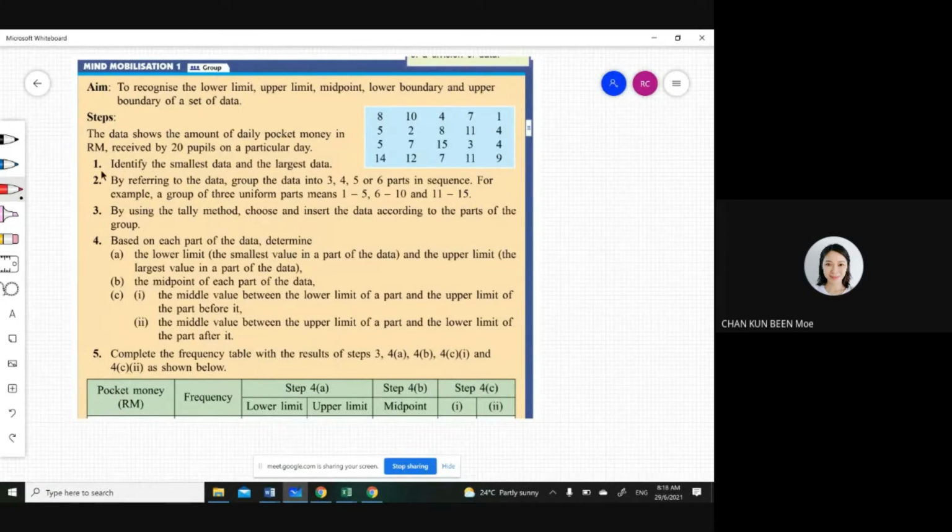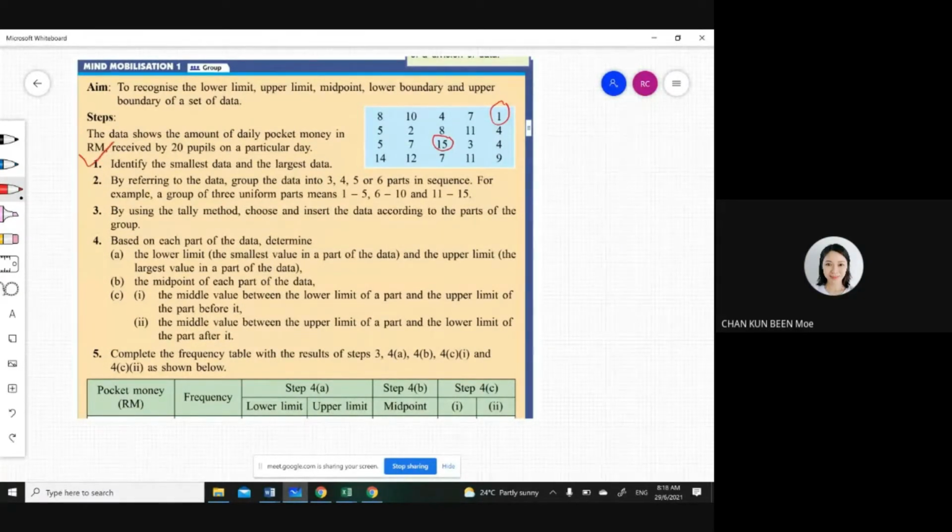Now, number 1, identify the smallest data and the largest data. Can you see which one is the smallest data over here? 1. Yeah, 1 is the smallest data. Which one is the largest? 15. Okay, thank you. So number 1 you have done.